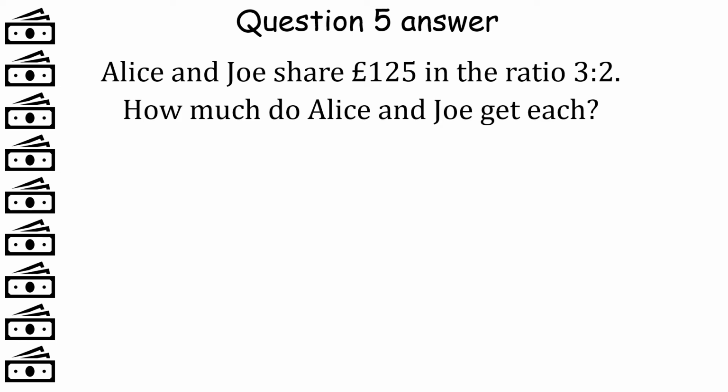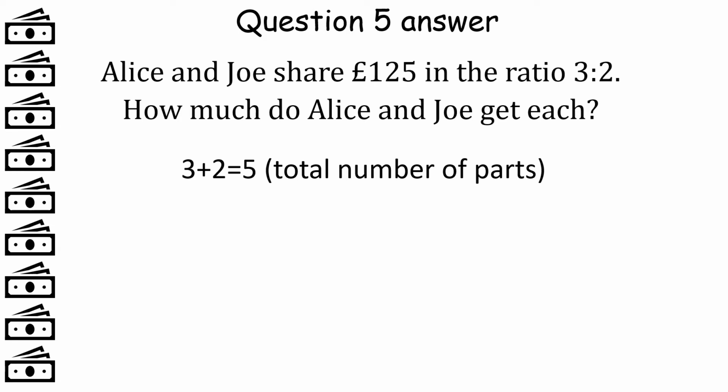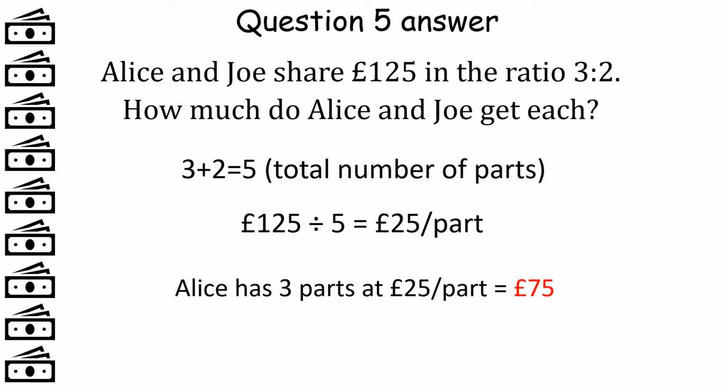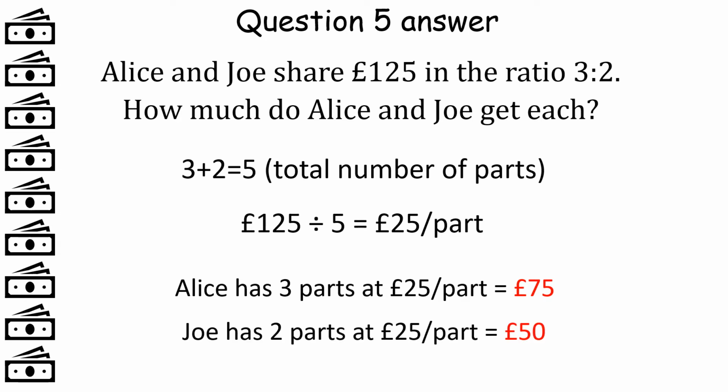Question 5. The ratio is 3 to 2, so added together gives a total of 5 parts. We divide £125 by 5 to get the amount per part, which is £25. Alice has 3 parts, which is £75, and Joe has 2 parts, which is £50.